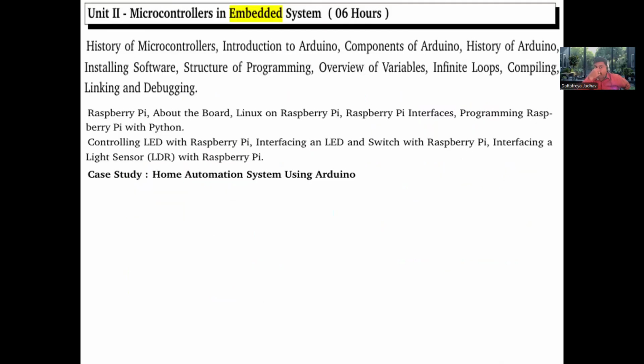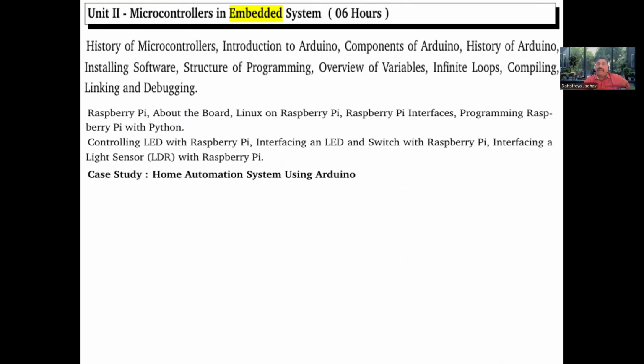The second unit is mostly concerned with Arduino, Raspberry Pi, and some of the applications of that. It introduces what a microcontroller is, then an introduction to the Arduino, components of Arduino, history of Arduino, installation of software, the structure of a program, scope of variables, infinite loops, compiling and debugging.